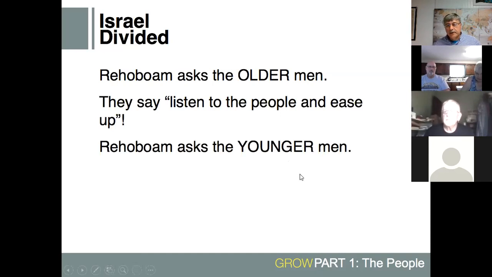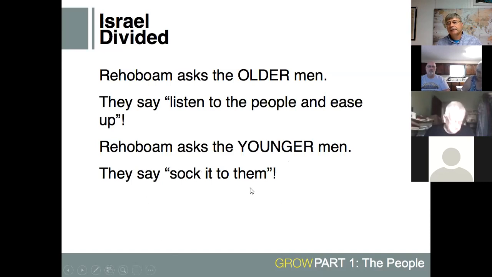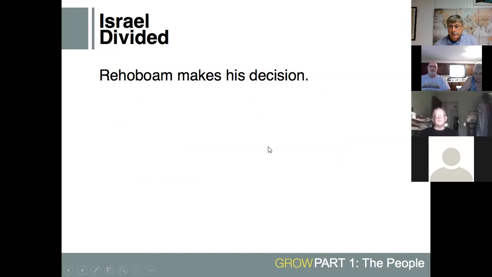But Rehoboam also asked the younger men, those advisors that he has that are his age. And the younger men say, no, sock it to them. So he says, make the taxes worse than your dad, because you're going to live a higher lifestyle, and Rehoboam, we're going to be your advisors, and you're going to need to support us and feed us, so let's keep taxing them. And so we wonder here, does Rehoboam listen to the older men or to the younger men?